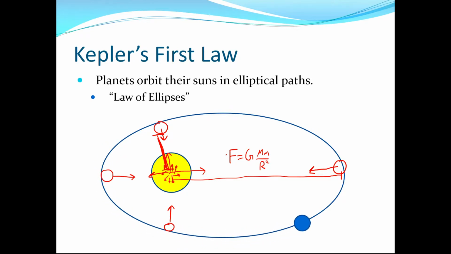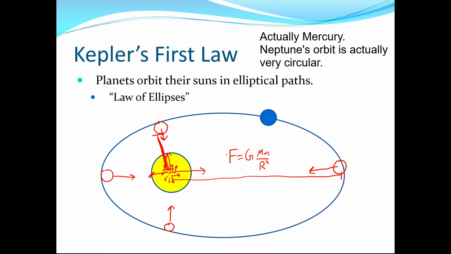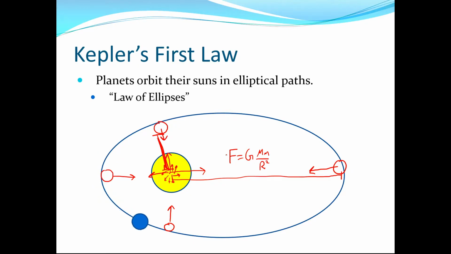In our solar system, it's most observable, I believe, in Pluto and Neptune's orbits. They're very elliptical compared to the rest of the planets. The rest of the planets are actually not that elliptical, but they are still elliptical in some respect.